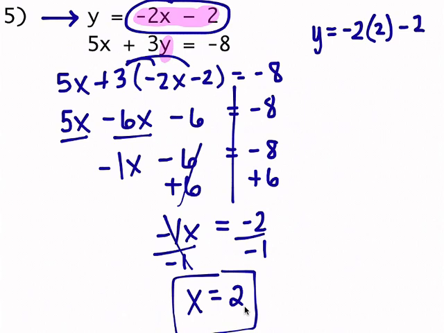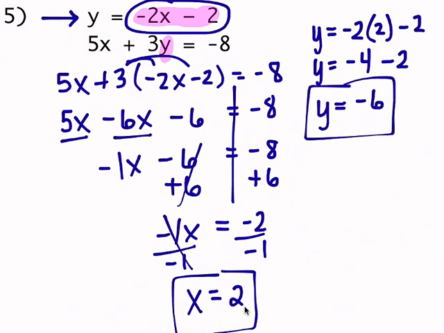Simplify. Negative 2 times 2 is a negative 4. My minus 2 drops down. Negative 4 minus 2 is a negative 6. So I know the point at which these two lines will intersect is the point 2, negative 6.